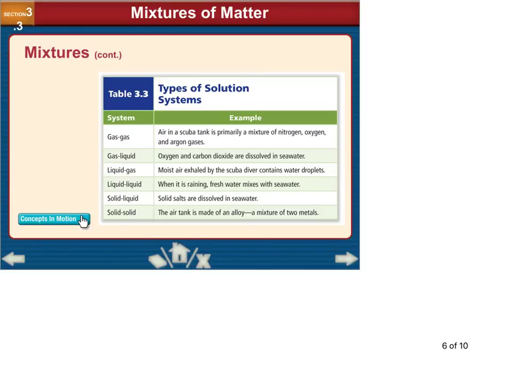You can have a lot of different systems and mixtures, as illustrated in this chart. Also find this chart in your textbook. But you can have gas, liquid, and so forth. And it just gives you a number of different examples of what's going on with each of these.